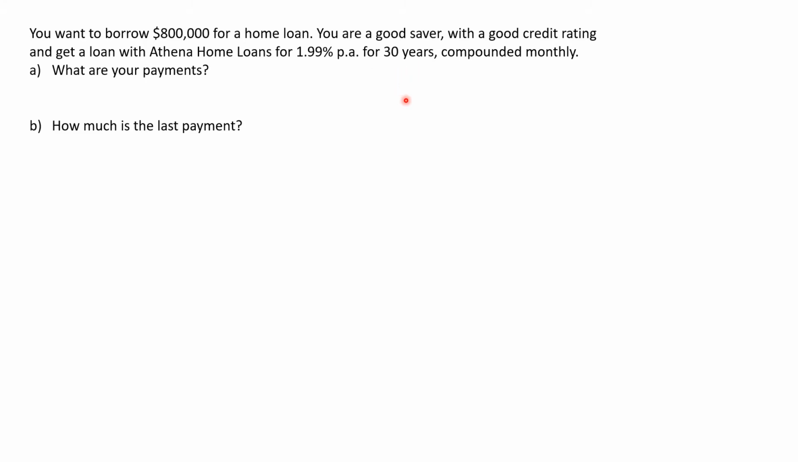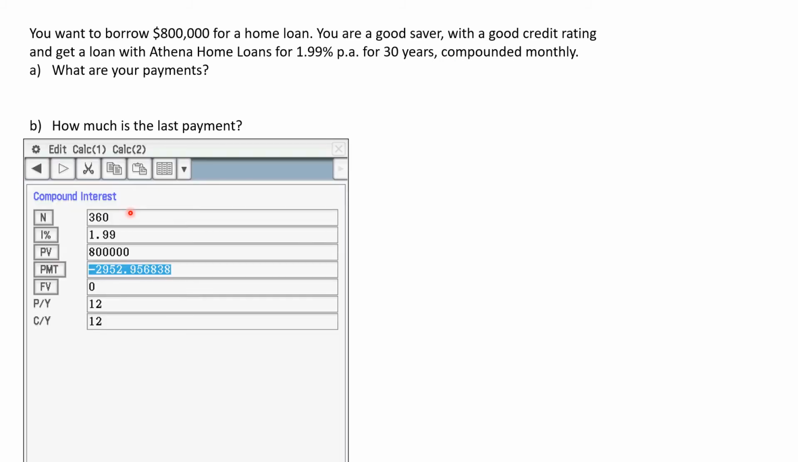So that's pretty good. Now, first question is, based on this information, what are your payments? And you just plug that into your financial solver. So we've got 30 years monthly, so it's 360. Remember, you can just type in 30 times 12 into that part of the bar.